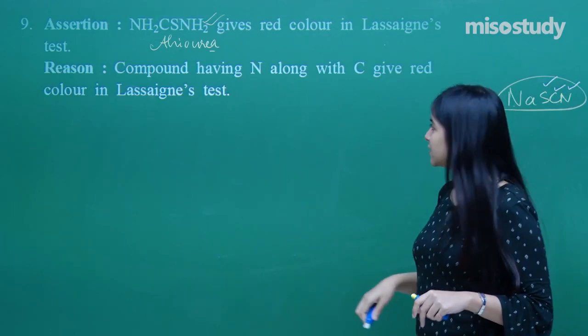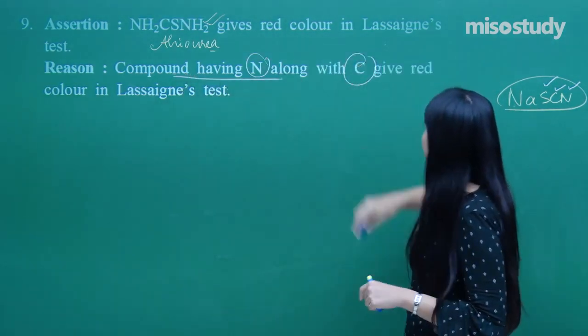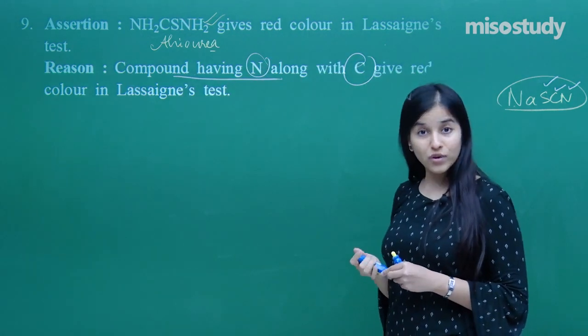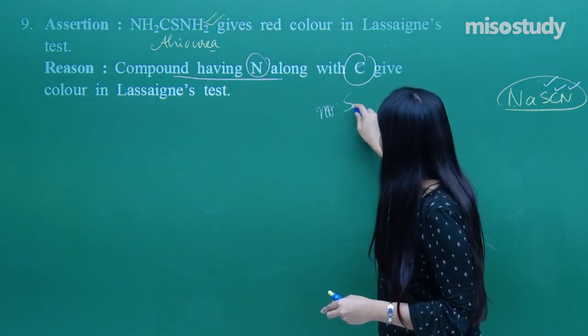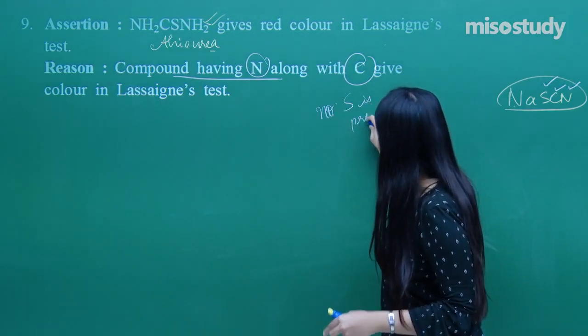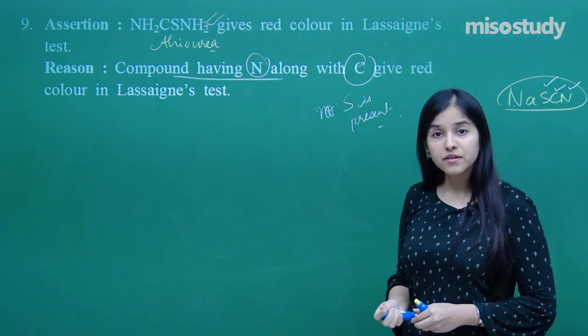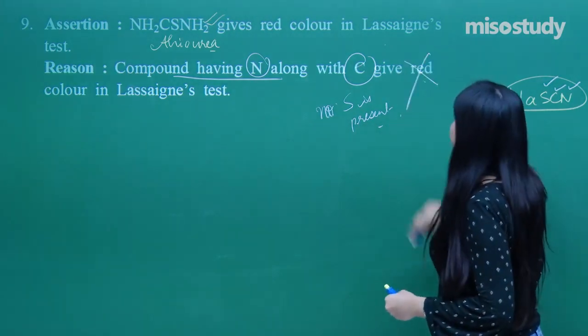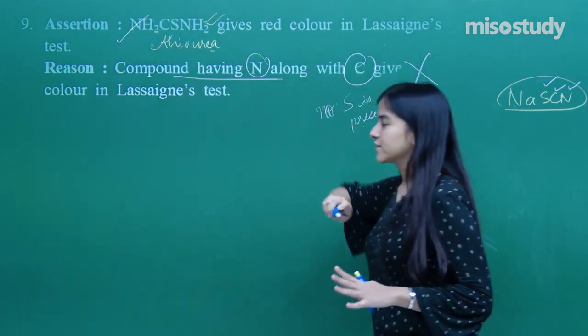SCN. So over here they are saying compound having N along with C. Not along with only C, but we need S also. So here no S is present in the statement. That means this statement is very much incorrect. So that is incorrect, plus this statement is completely correct, right?